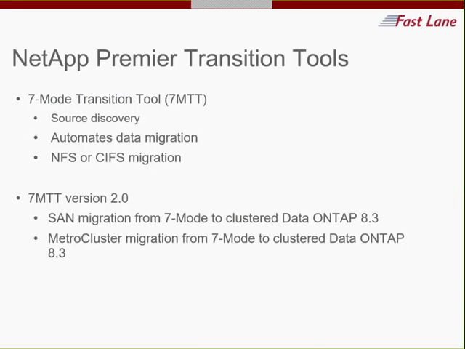The 7-Mode Transition Tool version 2 also, on top of what the 7-mode tool gives you, incorporates SAN migration and also MetroCluster migration from 7-mode. It wasn't until ONTAP 8.3 that we introduced MetroCluster for clusters. So if you're not going up to ONTAP 8.3 cluster mode, then there's no transition available for you. But as of 8.3, using the 7-Mode Transition Tool version 2, you can do the MetroCluster migration from 7-mode to cluster mode, and it works very well.